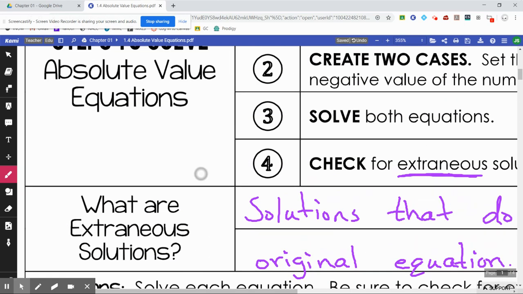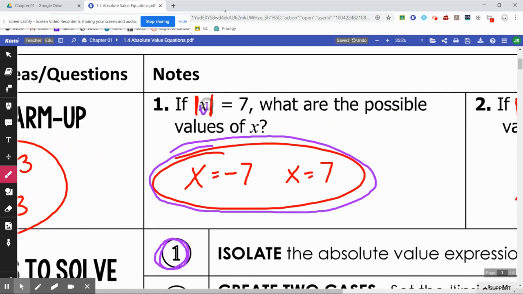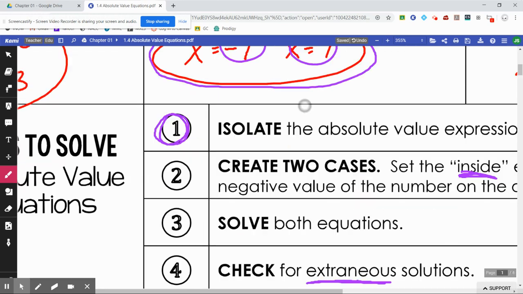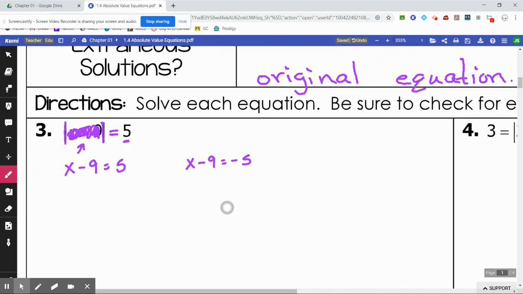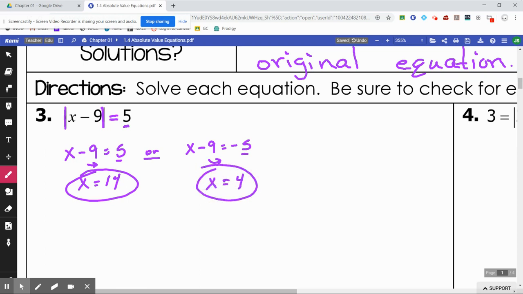Then it actually turns into identical to what we were doing up here, this warm-up. What could I put inside of here to make this equal to 7? And there were two possible answers, and we're doing the same thing here. What could be inside of those bars to make this a true statement? Well, the stuff inside could be 5 or the stuff could be -5. And that's the reason we say the x minus 9 could be one or the other. So solve each of them. Move the 9 to the right by adding 9, you get 14. Move the 9 to the right also by adding 9, and you get -5 plus 9, which is 4. So we have two possible answers here.